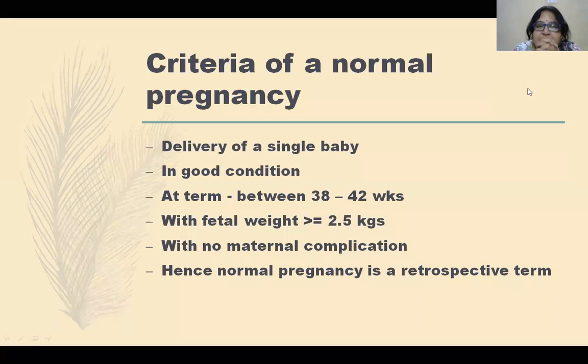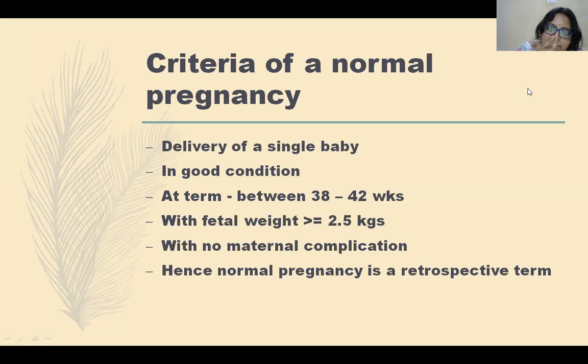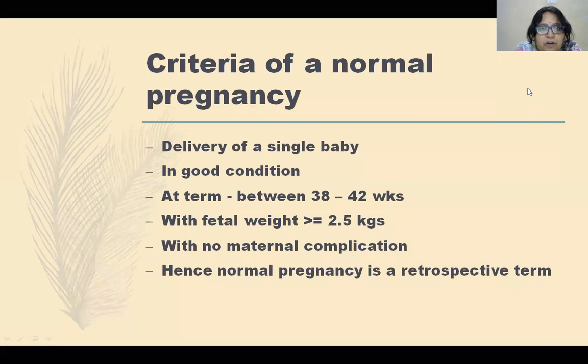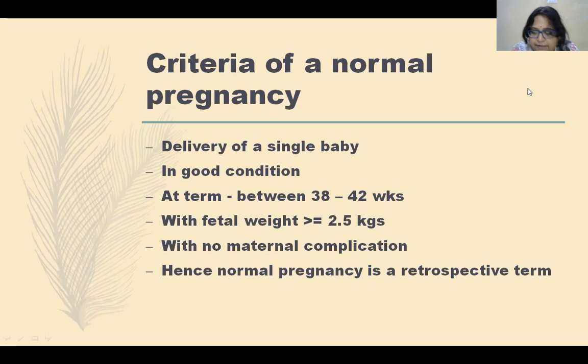So the criteria for a normal pregnancy is she should be delivering a single baby, the baby should be in good condition, and the pregnancy should take place at term. Term means between 38 to 42 weeks, and the fetal weight should be greater than or equal to 2.5 kgs, and there should be no maternal complications, which is very important. If we resort to forceps or Ventouse, or the pregnancy ends up in cesarean section, then it is not a normal one. Hence, normal pregnancy is a retrospective term. We can only say that the pregnancy is normal once it is completed.